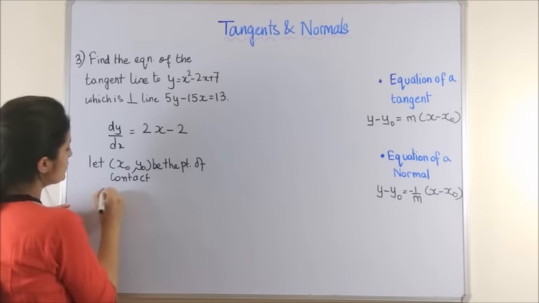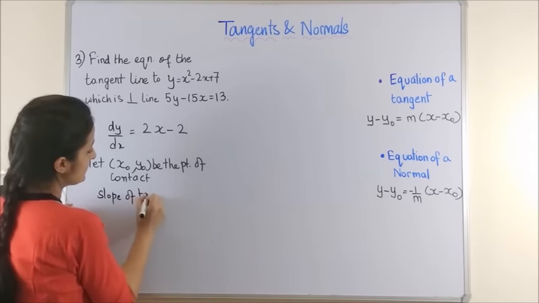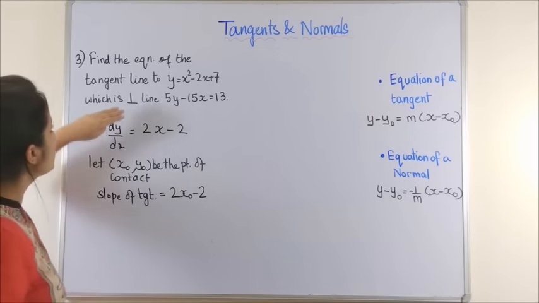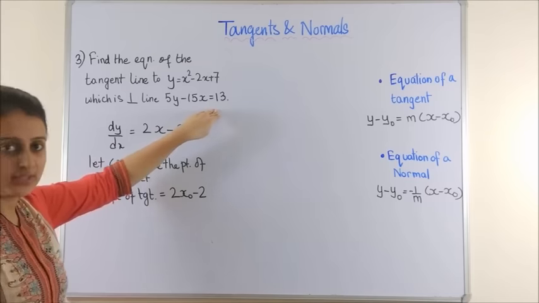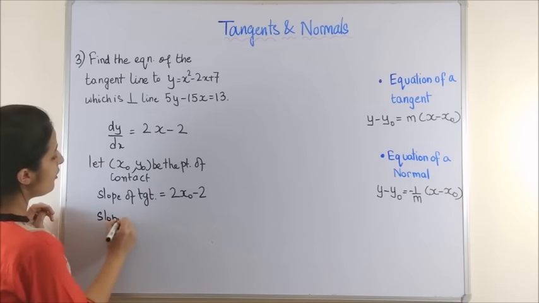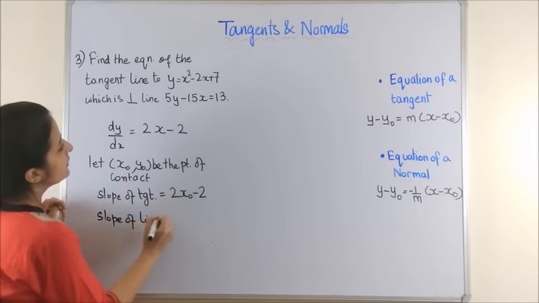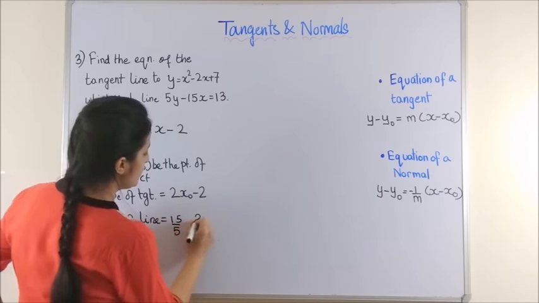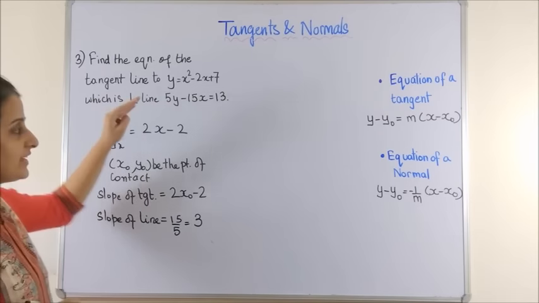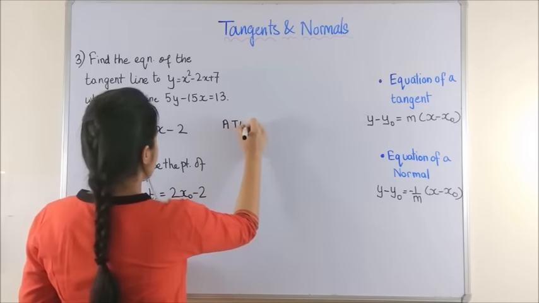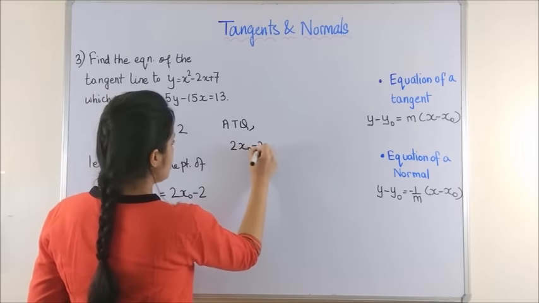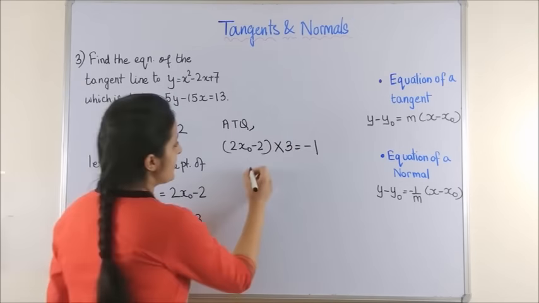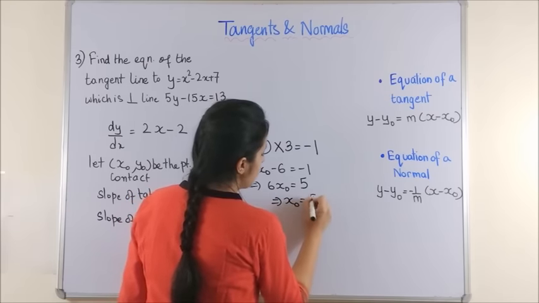Thus we have the slope of the tangent is 2x naught minus 2. Now further it says this tangent is perpendicular to the given line. So if we see the slope of the given line would be 15 by 5, that is 3. So now since the tangent line is perpendicular to this, according to the question, we get (2x naught minus 2) into 3 should be equal to minus 1. This gives us x naught becomes 5 by 6.